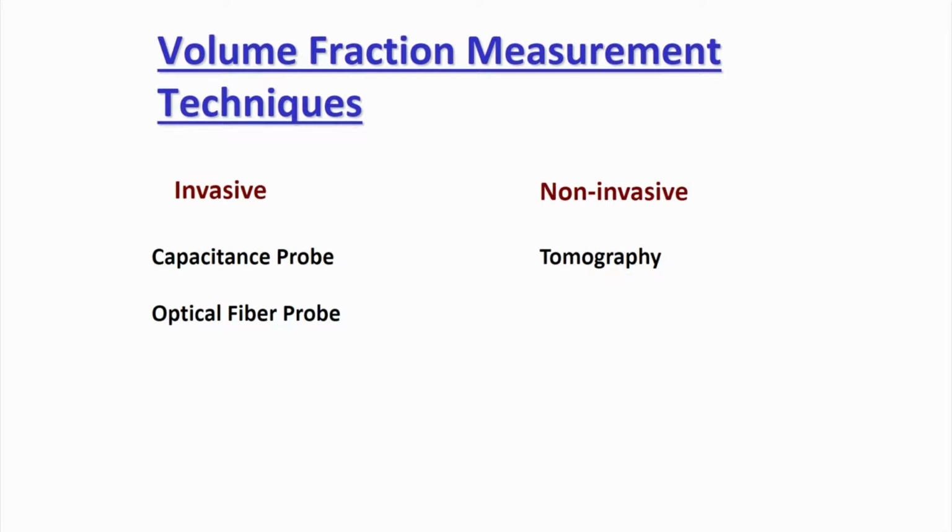So, with this background, we are going to discuss the volume fraction measurement techniques, and as with velocity measurement, they are divided into two parts, one is invasive and another one is non-invasive. Invasive means you are intruding something inside the flow and measuring the volume fraction. The major advantage of invasive techniques, as I discussed earlier, is that they give most of the time a direct measurement and are very cheap.